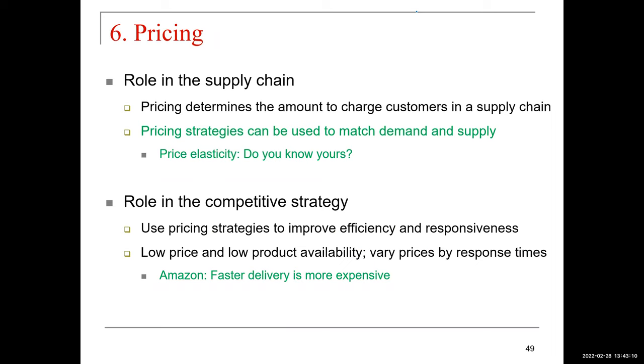Pricing, the role in supply chain. Pricing determines the amount to charge to customers in the supply chain. So pricing strategies can be used to match demand and supply. So you should know the price elasticity for the products that you sell. Role in the competitive strategy: use pricing strategies to improve efficiency and responsiveness. Low price and low product availability, vary price by response times. For example, Amazon users, if you want to get a product delivered in 24 hours, they will charge for that.